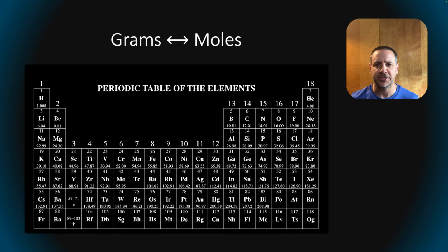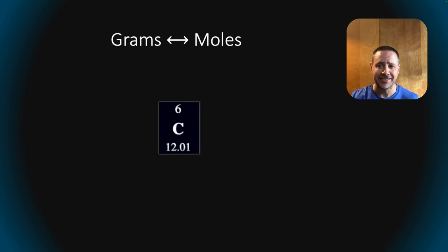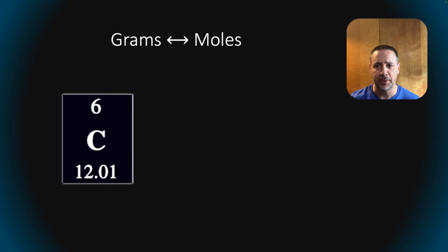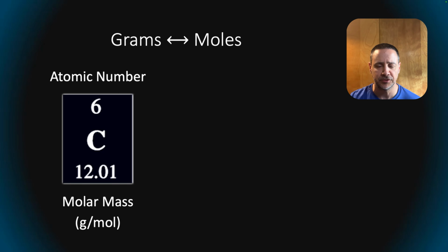The most common application of this conversion is between grams and moles. However, you'll be expected to know how to find the equivalent statements for the conversions on your own. When in doubt, go to the periodic table. Within each element block, there's an integer on the top and a decimal on the bottom. The number on the top is the atomic number. It's the number of protons in an atom of that element, and the decimal on the bottom is most commonly referred to as the molar mass and is measured in grams per mole.